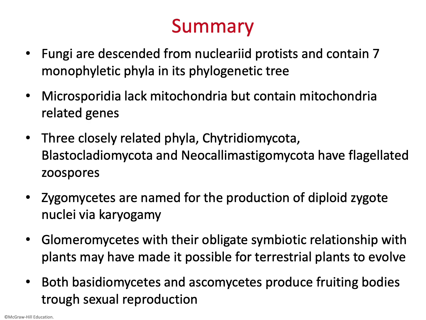Zygomycetes are named for the production of diploid zygote nuclei via karyogamy. And we talked about glomeromycetes, which form obligate symbiotic relationships with plants and may have made it possible for terrestrial plants to evolve. And lastly, we talked about both basidiomycetes and ascomycetes. They produce fruiting bodies through their sexual reproduction.